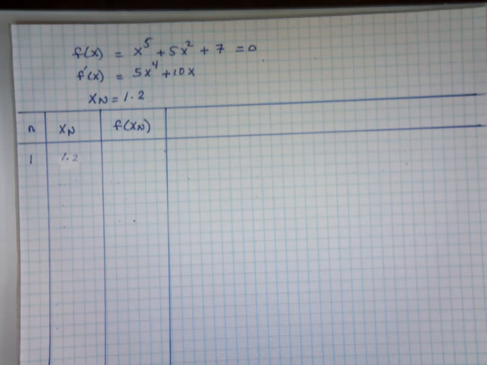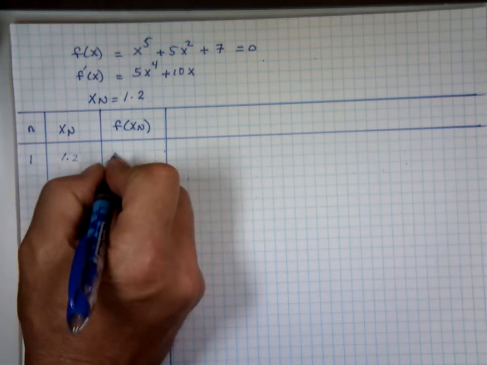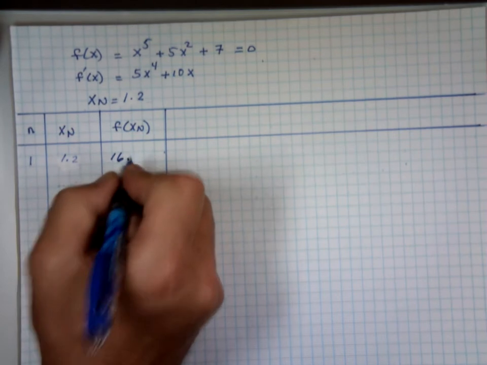x to the 5th plus 5x squared. I think I have to put 5 times x squared plus the 7. So I go to the table. Let's try 1.2. 1.2 gave me an answer of 16.688.